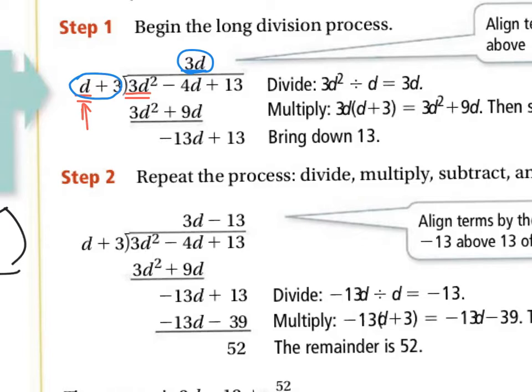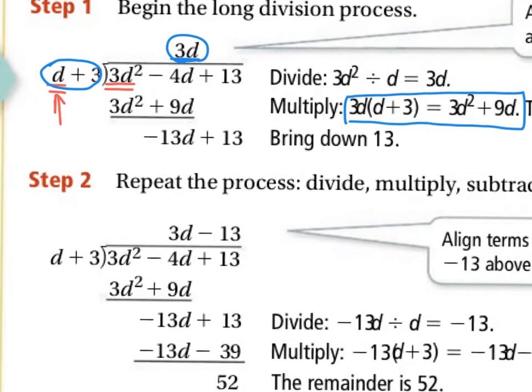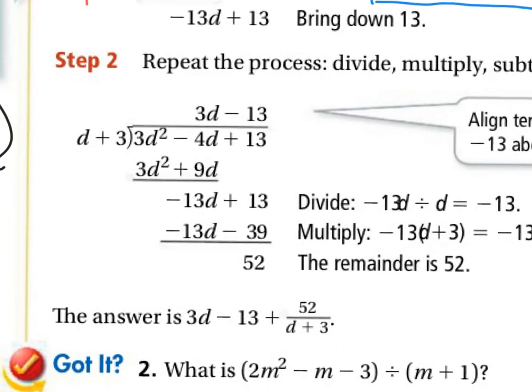When you do that, if you want to work that off to the side, just be careful and make sure you're getting the right numbers. So that would be 3d squared plus 9d. Then what we have to remember is that normally when we do long division like this, we figure out how many times it goes in, we multiply, and then we actually subtract that part. So we're actually going to subtract that part.